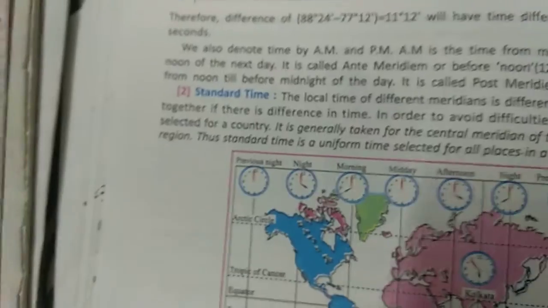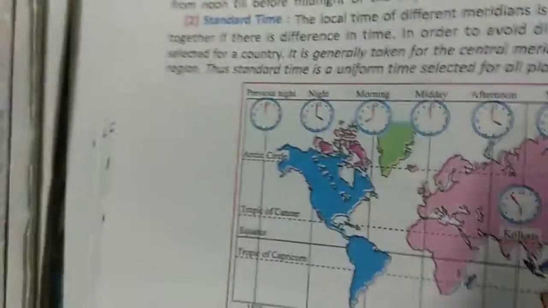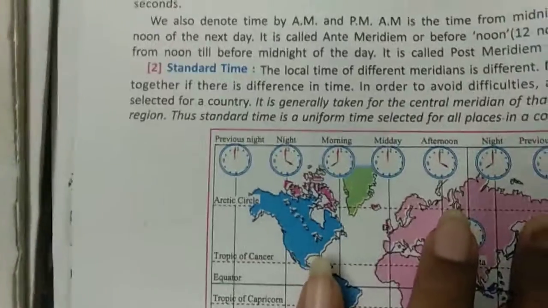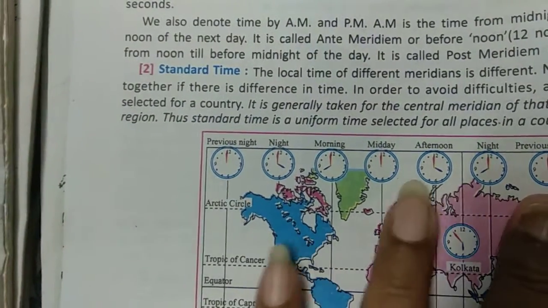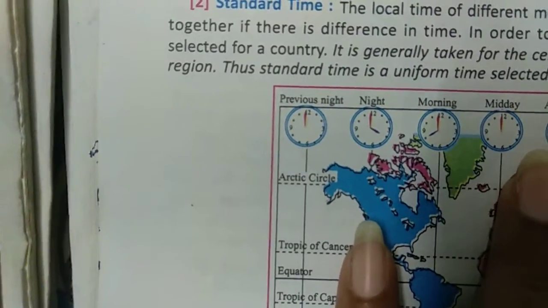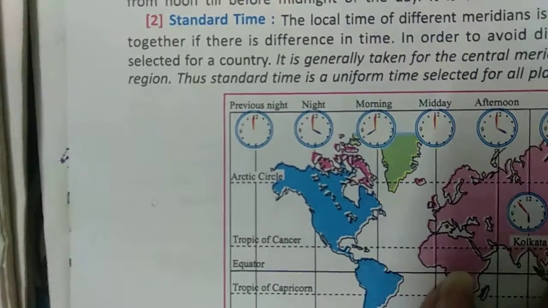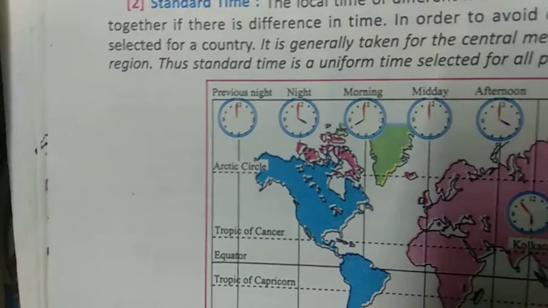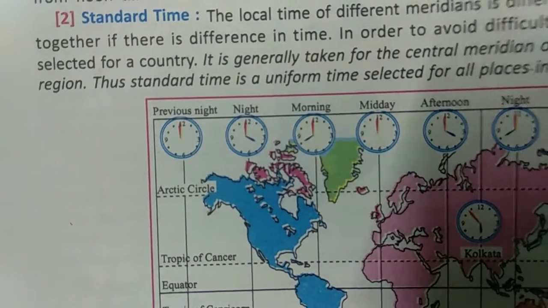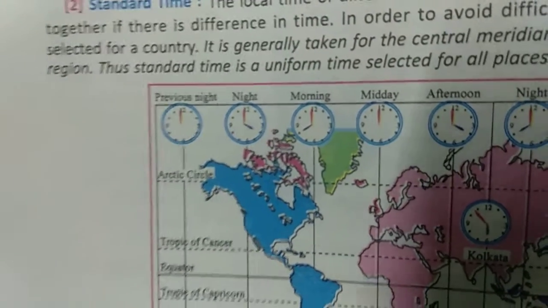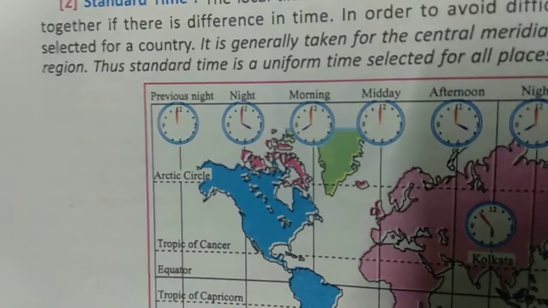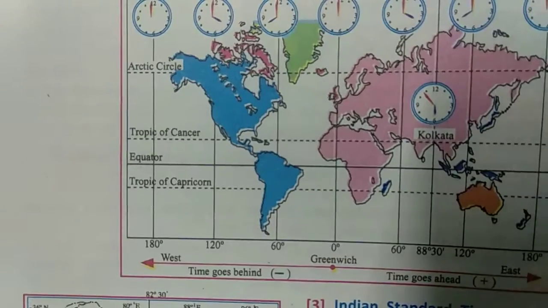Now, standard time. What is standard time? Local time of different meridians is different. None can work together if there is a difference in time. So, in order to avoid difficulties, a uniform time has been selected for a country. It is generally taken from the central meridian of that entire country. This is known as the standard meridian, a uniform time selected for all places of a country.